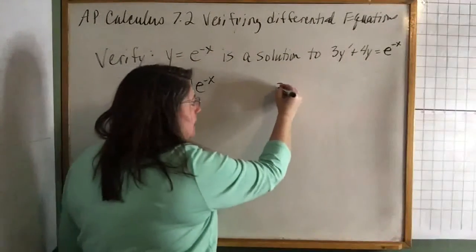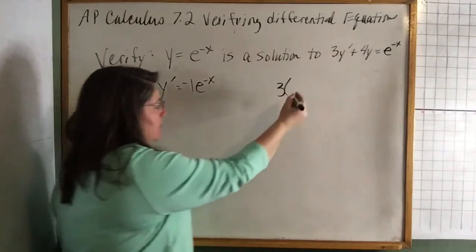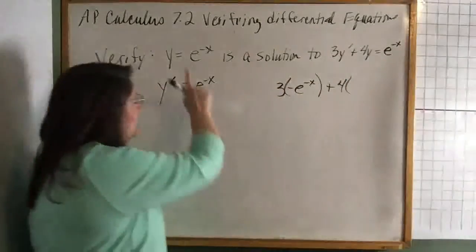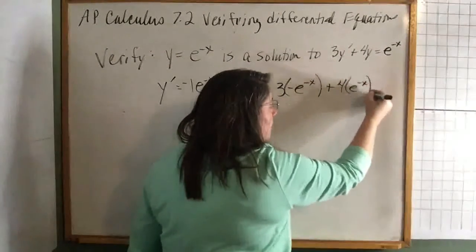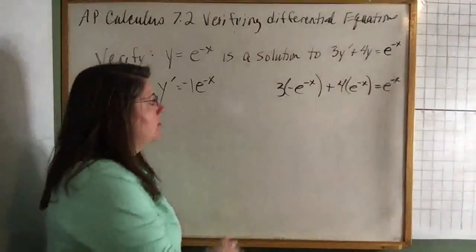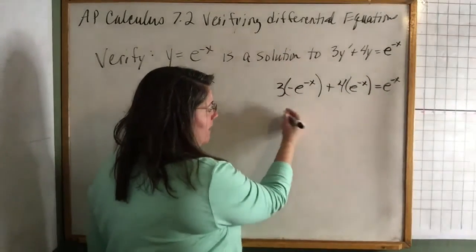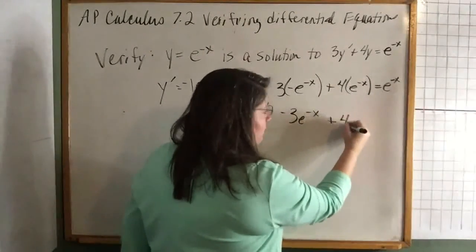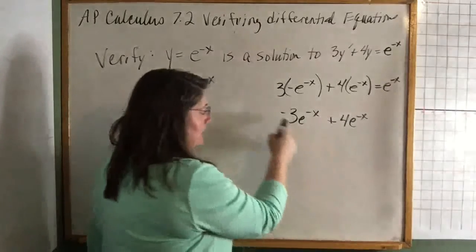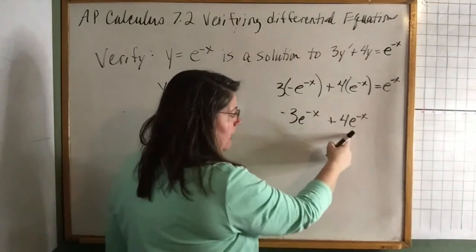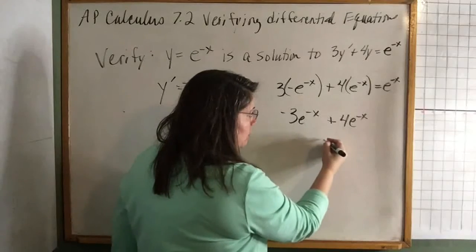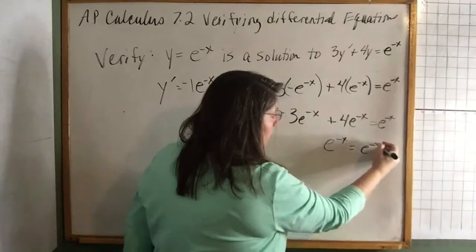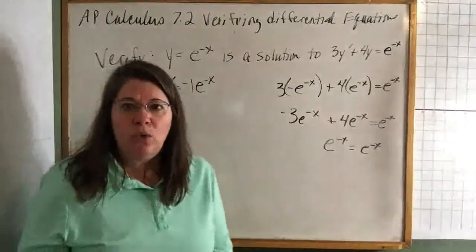So 3 times y prime is negative e to the negative x, plus 4 times y, e to the negative x. So 3 times negative e to the negative x is negative 3e to the negative x. 4 times e to the negative x is just 4e to the negative x. And negative 3e to the negative x plus 4e to the negative x, those are like terms, so that is just 1e to the negative x, and we have verified that those two things are equal. So this one was relatively simple. There wasn't a whole lot of work there.